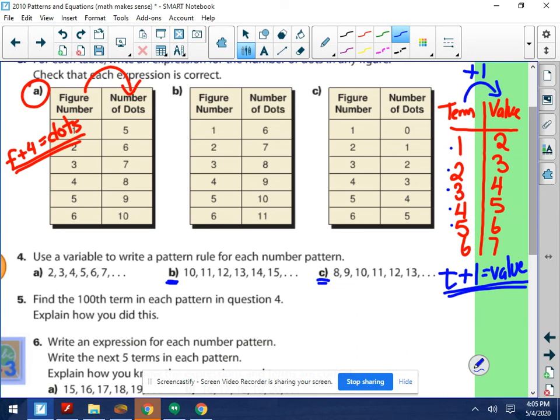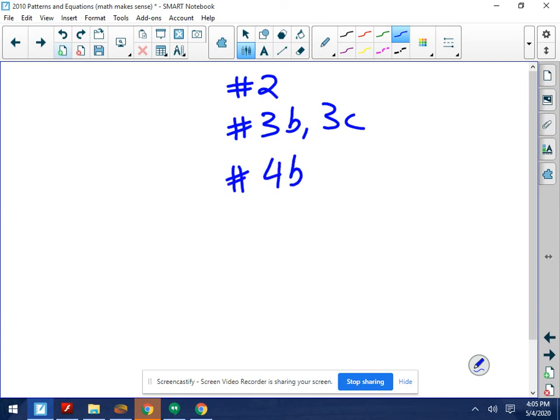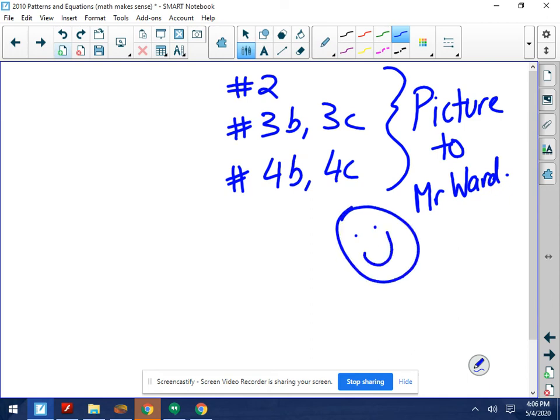So your homework today, boys and girls, let me see if I can get to a blank screen, is you're doing number 1B, that's not right. You're doing number 2. Then you're doing number 3B and 3C. Then you're doing number 4B and 4C. And then take a picture and send it to me. And we'll do the second part of the lesson on Wednesday.